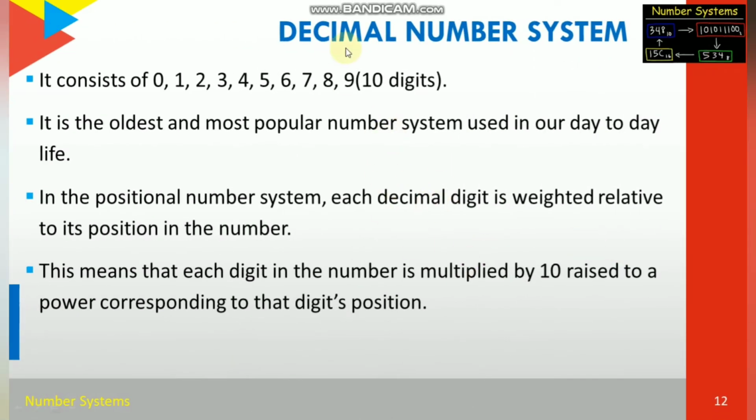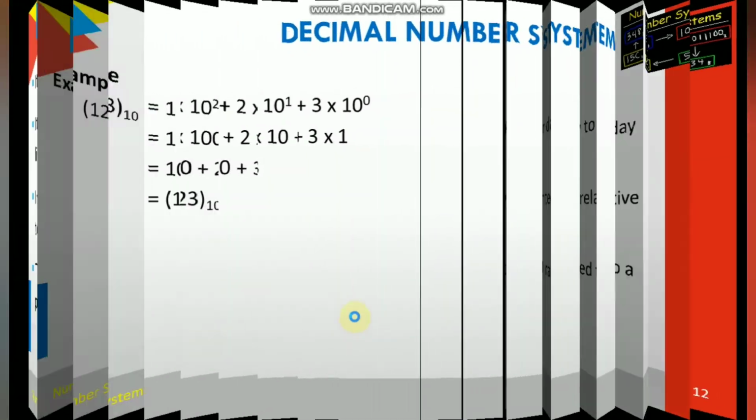Clear, students? Now the first one is decimal number system. In decimal number system, we have 10 digits starting from 0 to 9. Then in the positional number system, each decimal digit is weighed relative to its position in the number. This means that each digit in the number is multiplied by 10 raised to the power corresponding to that digit's position. We'll see an example.